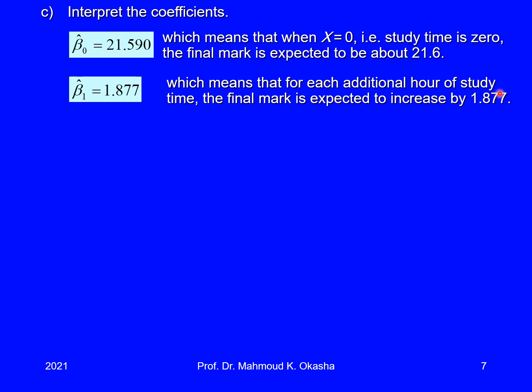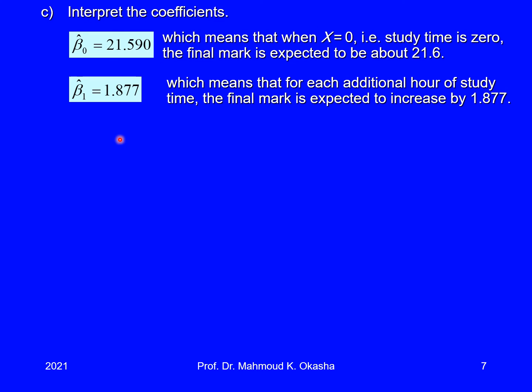And beta 1 hat means that for each additional hour of study, if you study 1 hour more, then you get that value of marks. So if we study 1 hour more, we get about 2 marks, exactly 1.877 marks. By studying 1 hour more, you get around 1.877 marks. And if you study 2 more hours, you will get about 3 something.